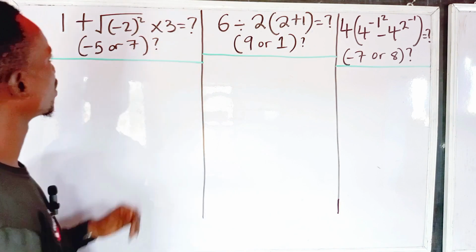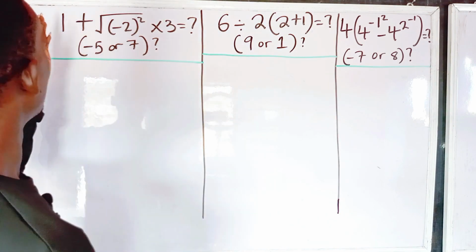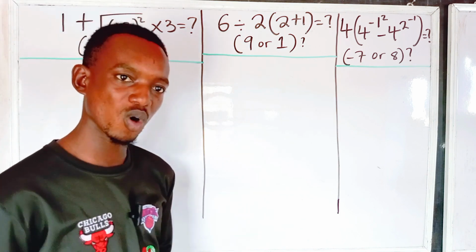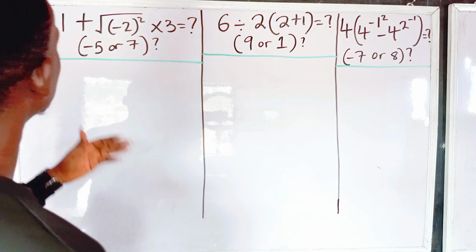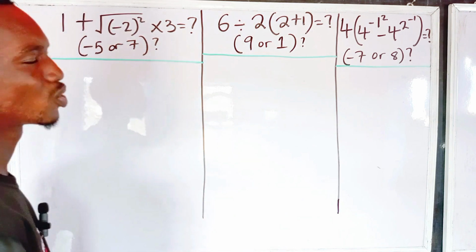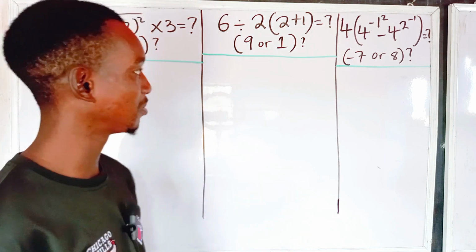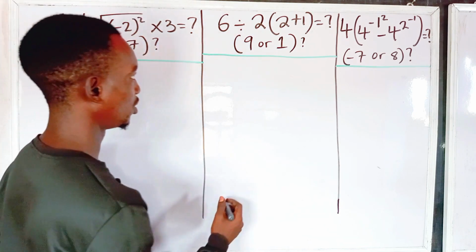Now let's go to the first question here. We have 1 plus square root of (-2) squared, times 3, equals what? How are we going to solve this question? Of course, we're going to follow PEMDAS. Throughout, we're going to be following PEMDAS. It's PEMDAS that's going to determine our solution.